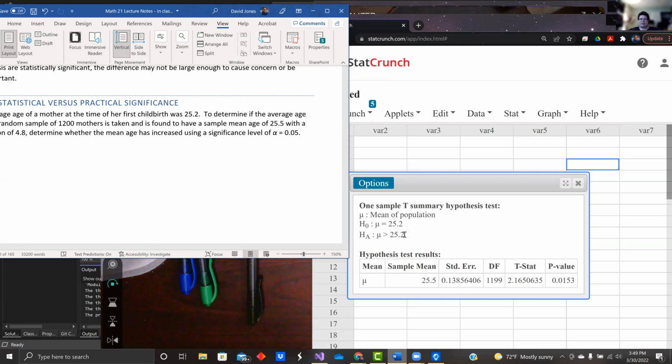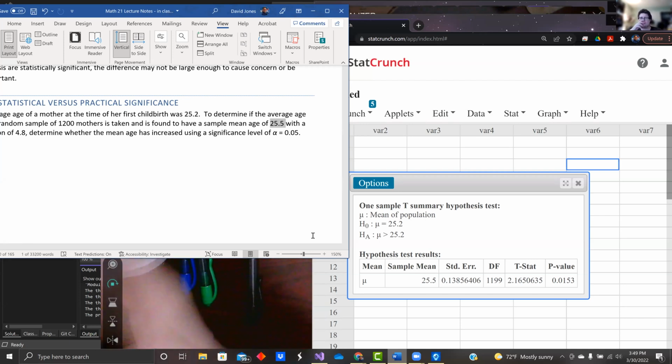25.2 though is like 25 years and maybe 2.5 months. 25.5 is like 25 years and like 5 to 6 months. Are we talking about a real big difference in ages of women? Does that seem like it matters, like an extra 3 months? They're still in their prime. It's not like a 25-year-old versus a 40-year-old or a 16-year-old. They're still 25. It's just off by a couple months.